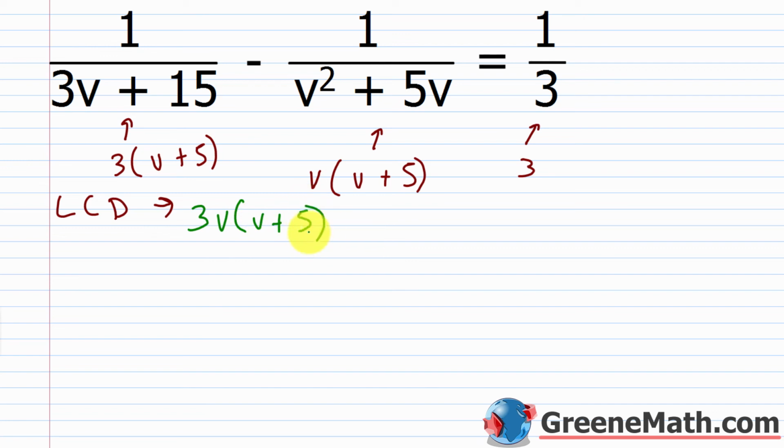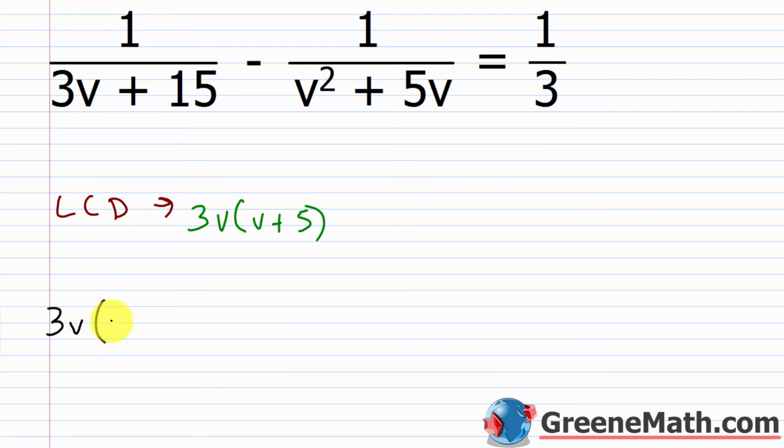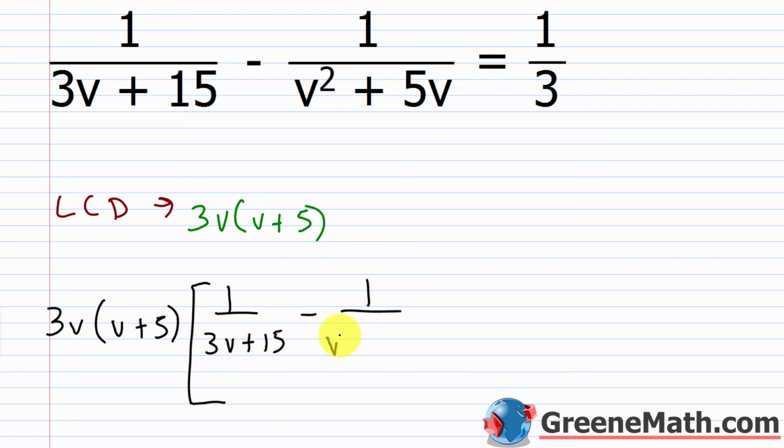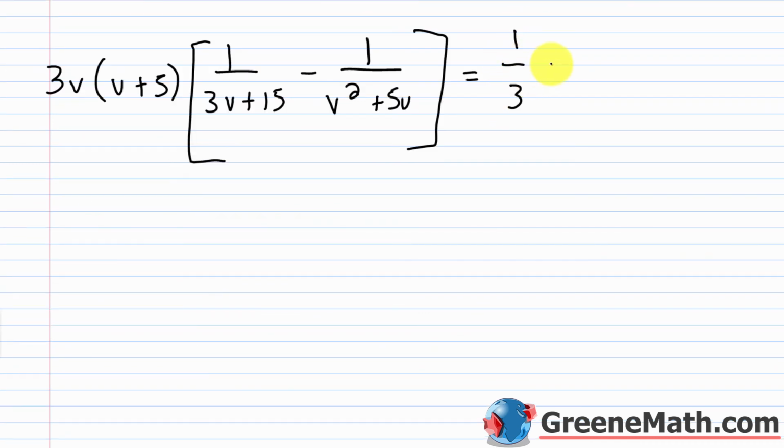So my LCD is 3v times the quantity v plus 5. Let's erase all this. I think I might be able to fit this on the screen, so let's try that. So I would have 3v times the quantity v plus 5 times 1 over 3v plus 15 minus 1 over v squared plus 5v, and then equals, and let me just scroll down and get a little room going. We have 1/3 there. So 1/3 times 3v times the quantity v plus 5. Okay, so we fit that on the screen.